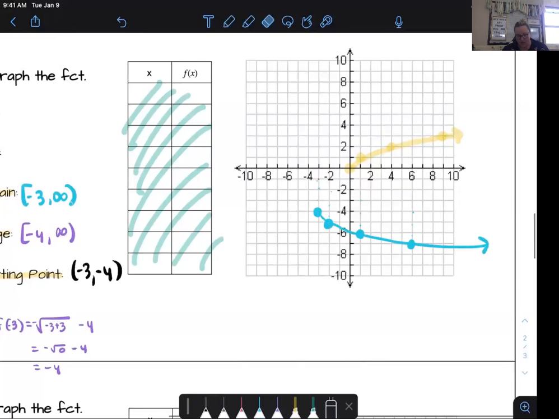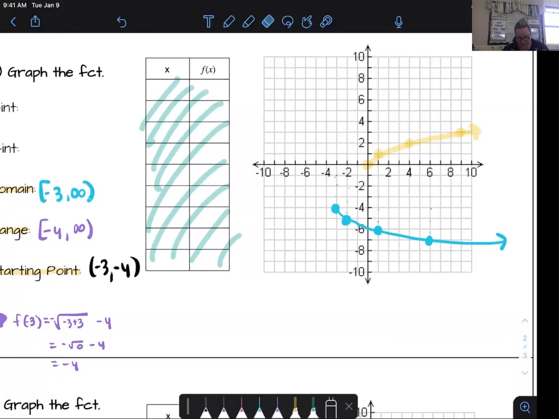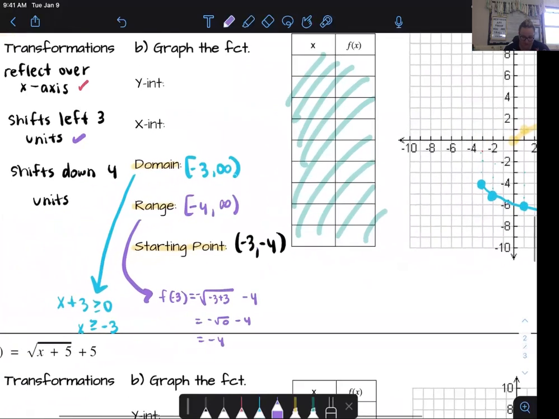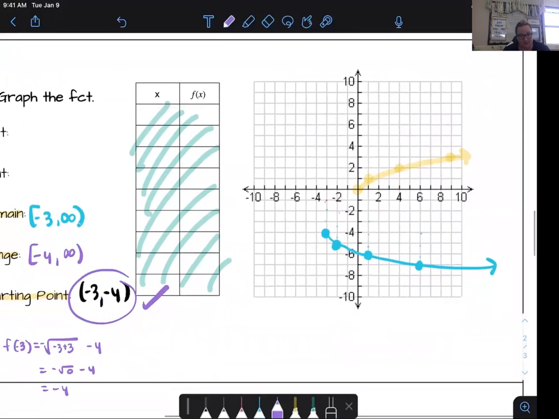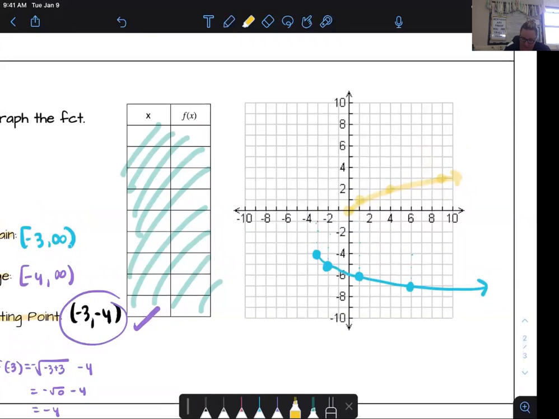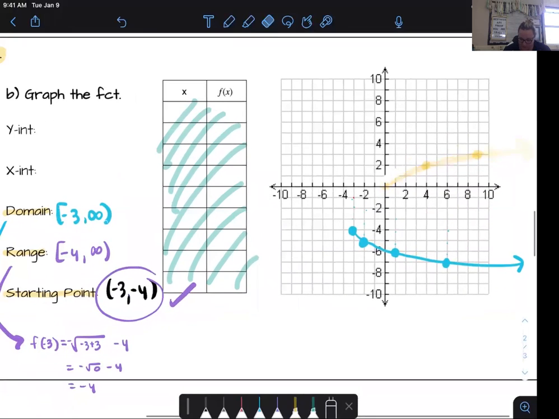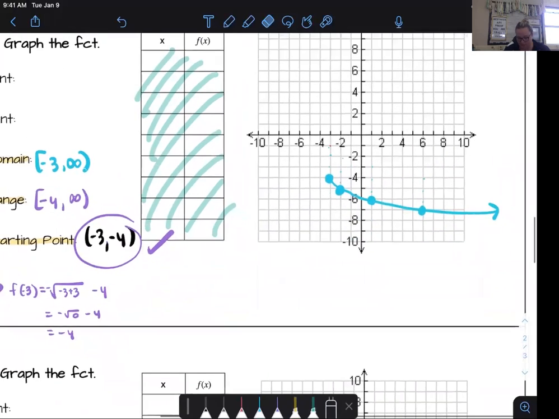There we go. And it looks like our starting point is -3, -4, which is what we figured out algebraically. So that matches our graph. It looks like we did reflect over the x-axis. We shifted down, we shifted left. We took care of all of those transformations. So our parent function went from here to here with those transformations. All right. So I'm going to erase this so I don't have my, there we go.